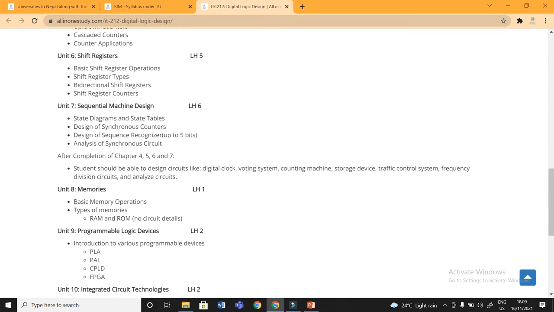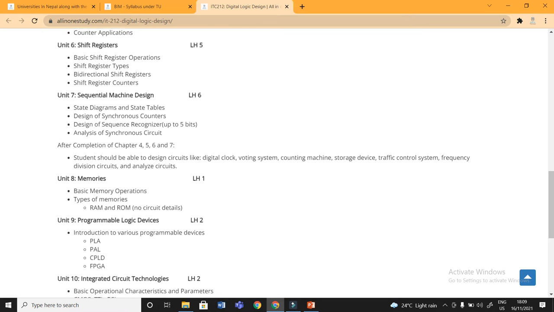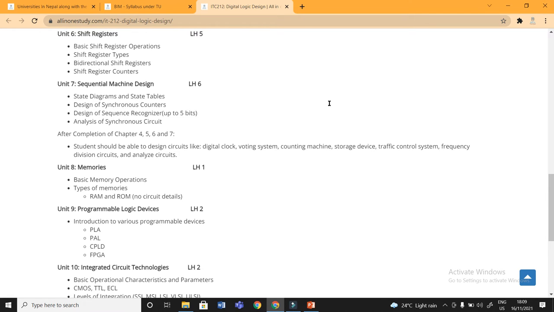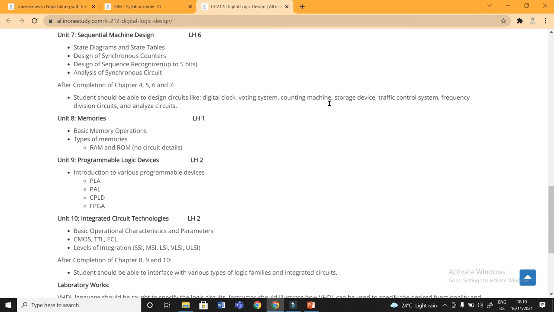In unit 7, we will deal with the designing parts. First of all, we will have some background related to state diagrams and state tables. After that, we will use these tools to design synchronous counters and sequence recognizers. We have to design sequence recognizers up to 5 bits, not more than 5 bits. We also have to analyze a given synchronous circuit, so we will talk about the analysis steps for given synchronous circuits. In unit 8, we will talk about memories very briefly.